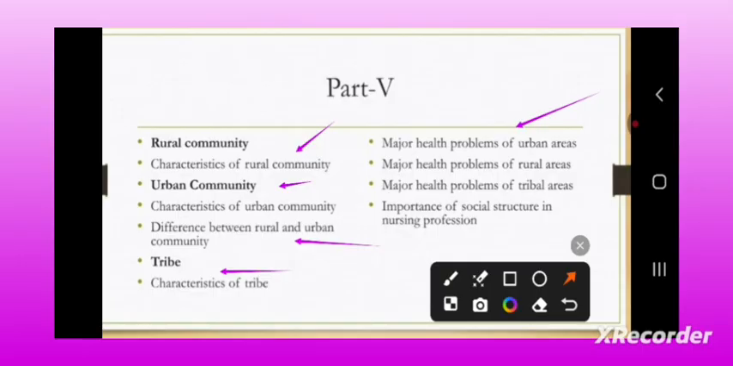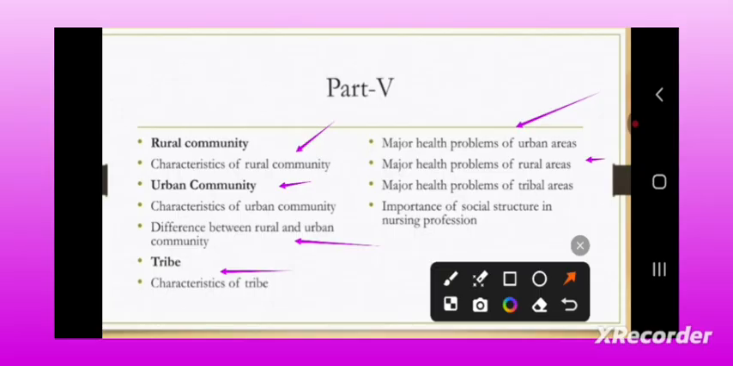Major health problems of rural areas. These are often rooted in poverty, poor sanitation, and lack of access to care. Examples: infectious disease, waterborne disease, gastrointestinal infection, malnutrition, maternal and child health issues due to lack of antenatal care, and diseases of poverty.